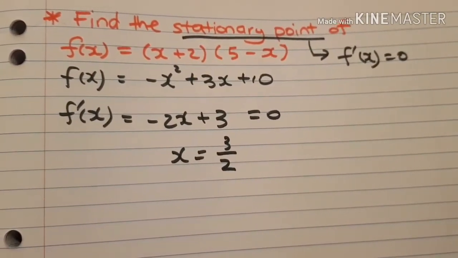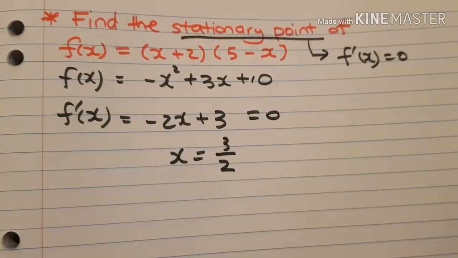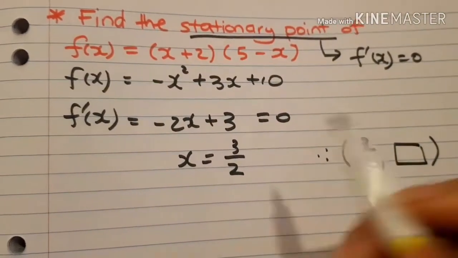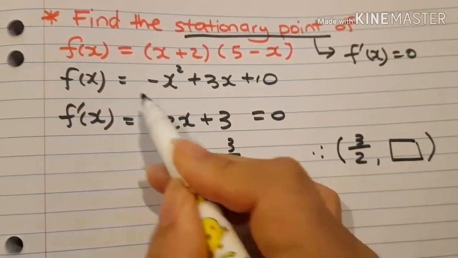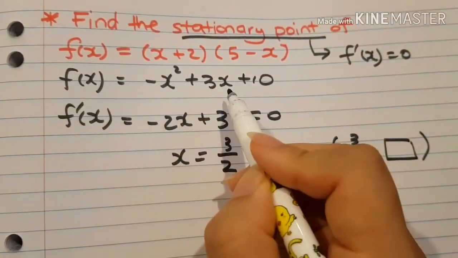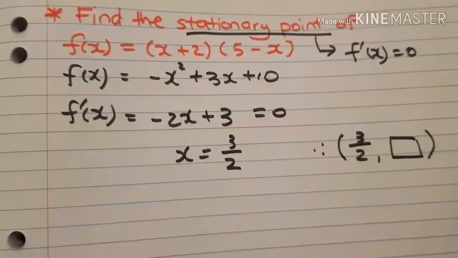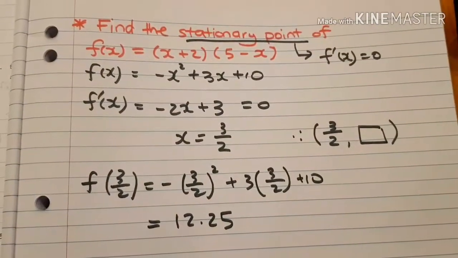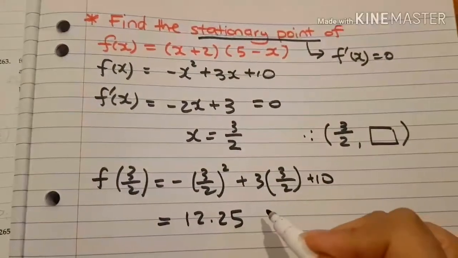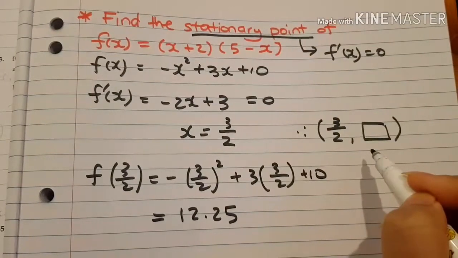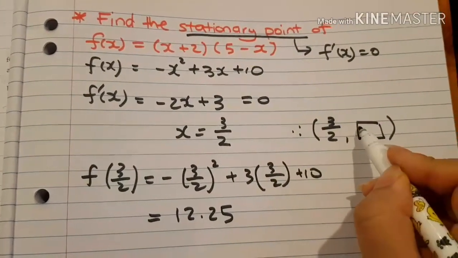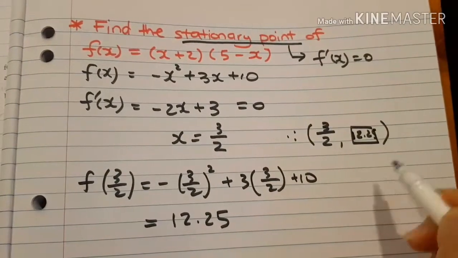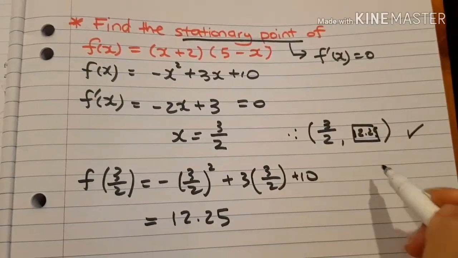Now it says stationary point. That means both x and y, the coordinates. So in the original equation, I'm going to insert 3/2 here, 3/2, 3/2, and calculate the y value according to it, which is 12.25. So I can pull it over here and write down the answer, 12.25. There you go. This will be my final answer.